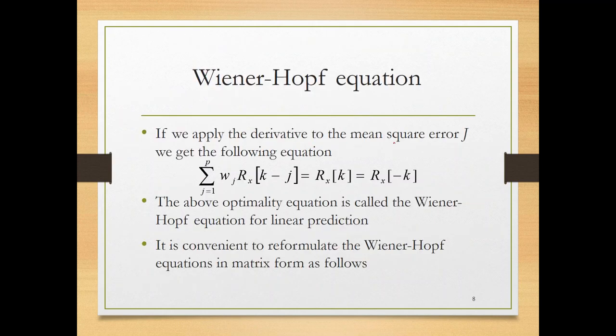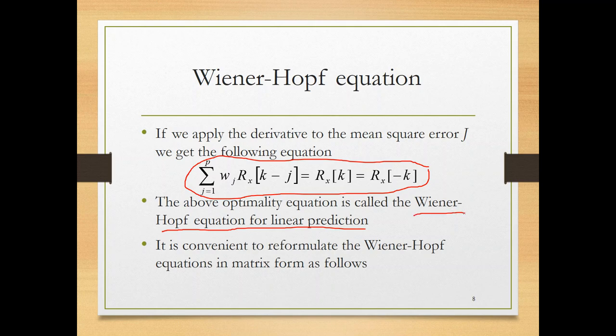If we apply the derivative to the mean square error J, we get the following equation. After you apply the derivative, this is math, it has nothing to do with communication. It's your math knowledge. Apply it here and you get this equation, which says that the summation of all the coefficients WJ multiplied by the autocorrelation function equals the autocorrelation function of K. The above optimality equation has a common name in the literature: the Wiener-Hopf equation for linear prediction. If anybody asks you, do you know the Wiener-Hopf equation? This is its form.